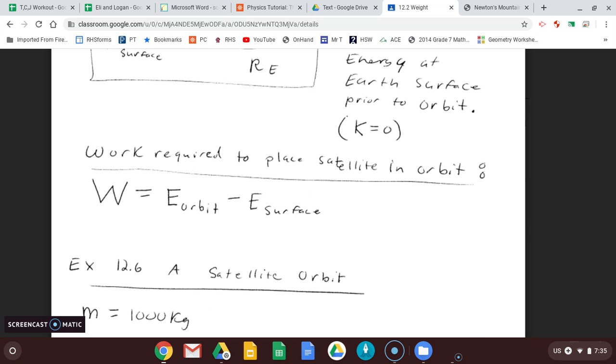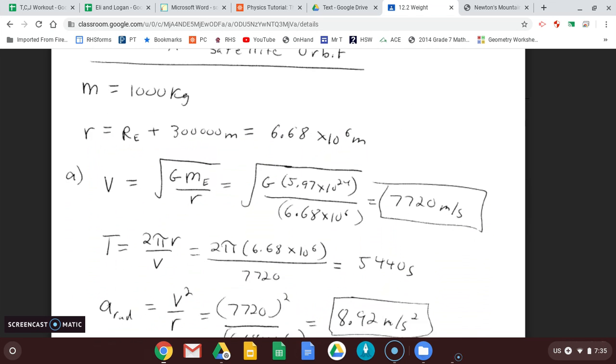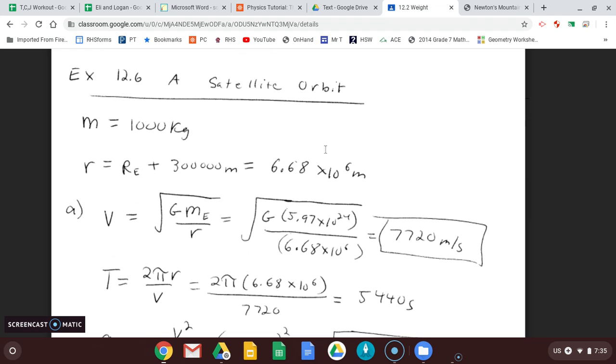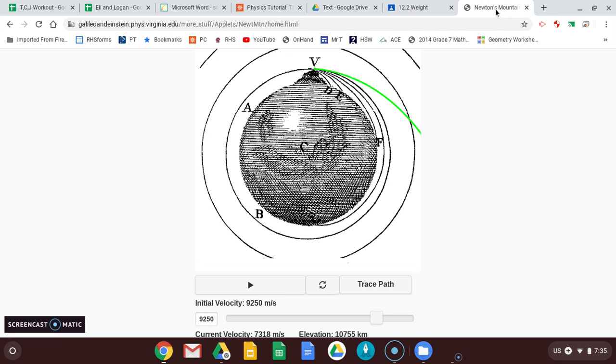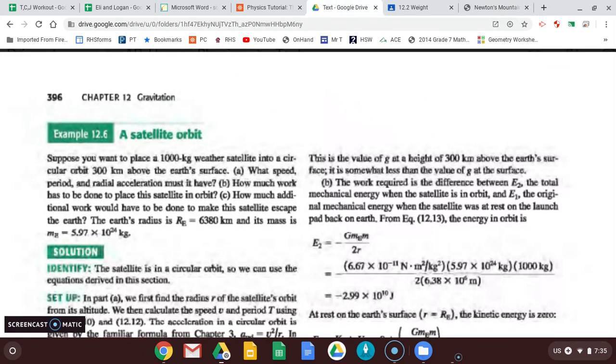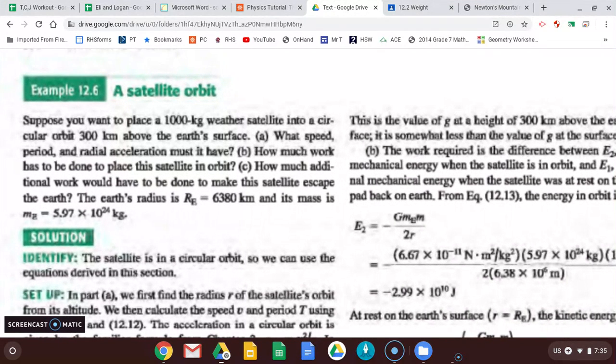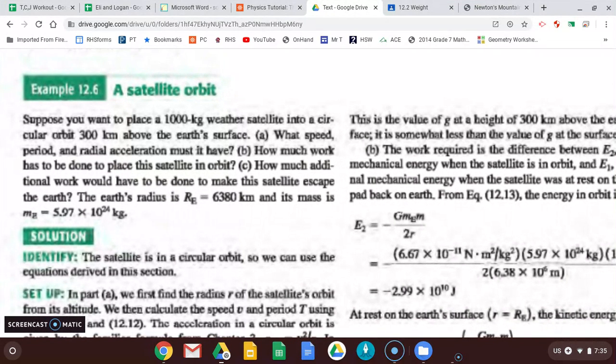All right, so now knowing these formulas, we are going to look at example 12.6 in your book. This is on page 396. It says, suppose you want to place a 1,000 kilogram weather satellite into a circular orbit 300 kilometers above the Earth's surface. What speed, period, and radial acceleration, remember radial means centripetal, must it have? Let's start there.